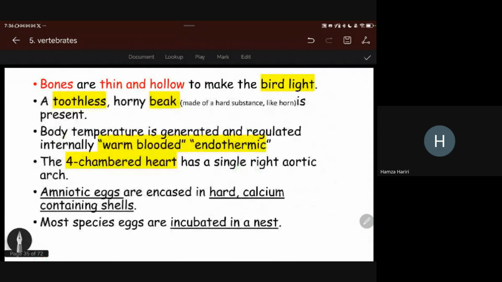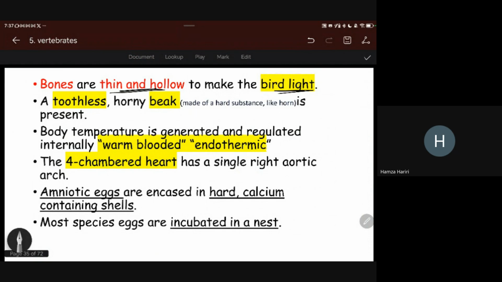Bones are thin and hollow. Why are their bones thin and hollow? Because they fly, so they need to be light in weight. The hollowness of the bone helps it to be light, and thus it can fly easily.